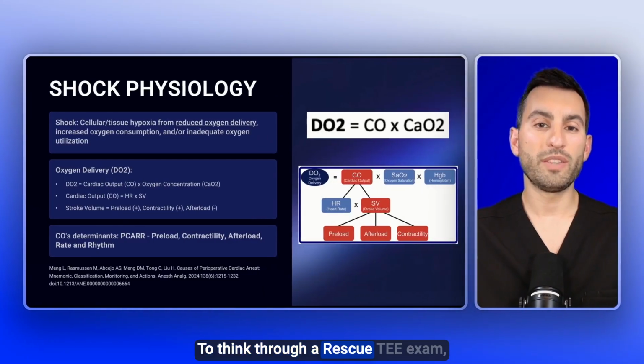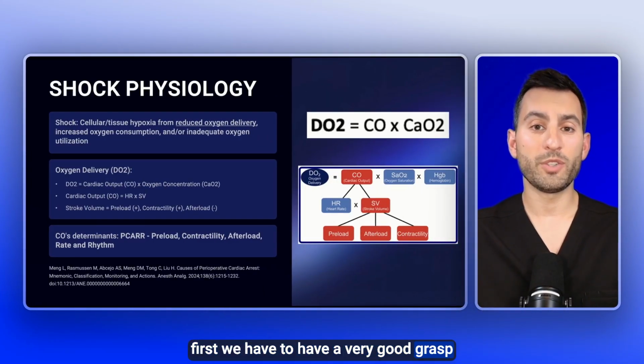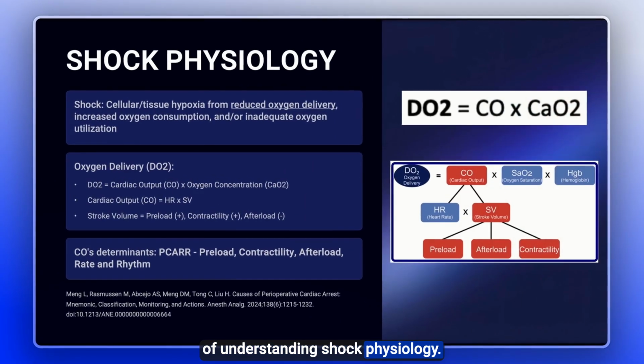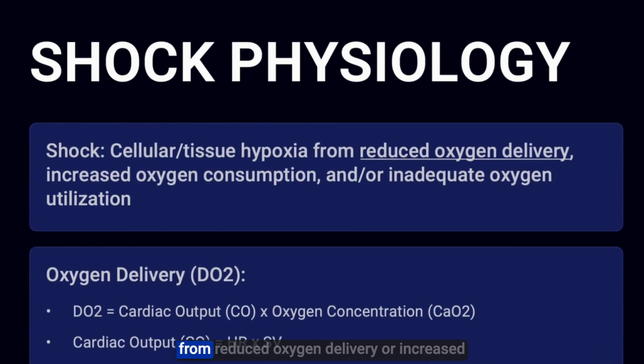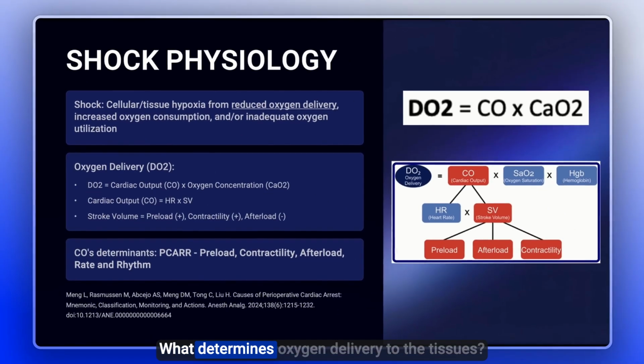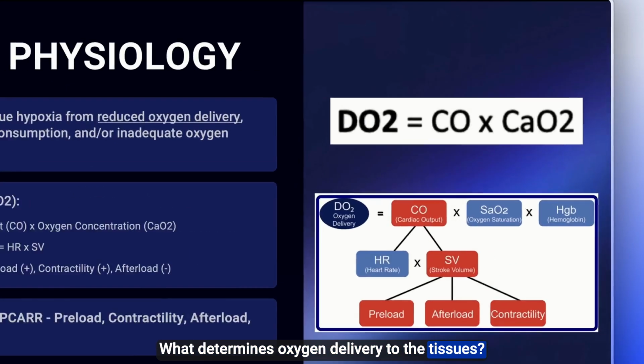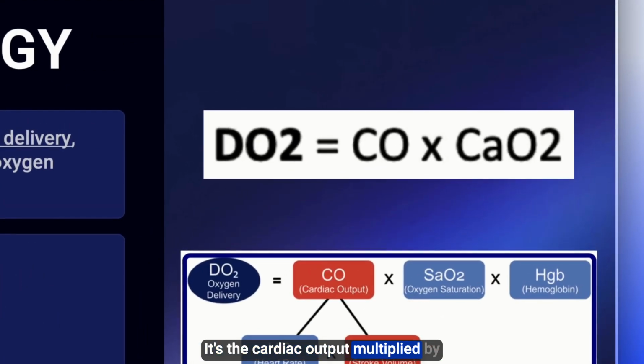To think through a rescue TE exam, first we have to have a very good grasp of understanding shock physiology. So shock is defined as cellular or tissue hypoxia from reduced oxygen delivery or increased oxygen consumption or inadequate utilization. What determines oxygen delivery to the tissues? It's the cardiac output multiplied by the oxygen concentration in the blood.